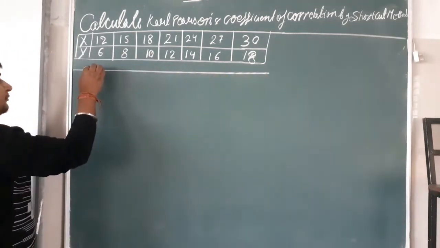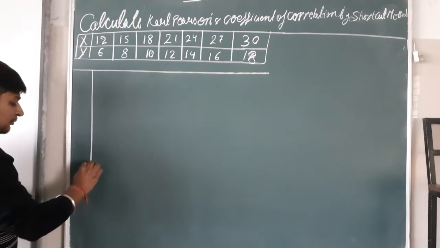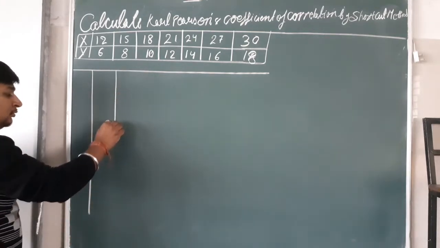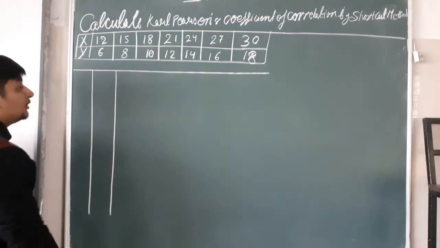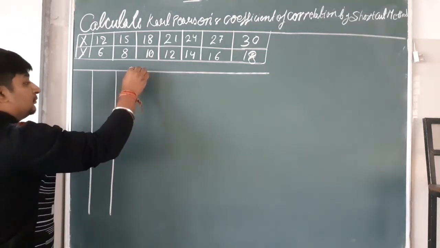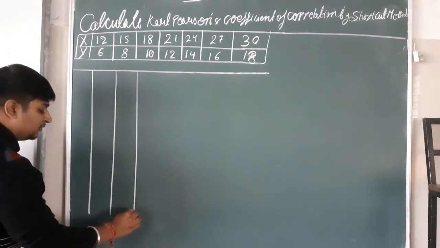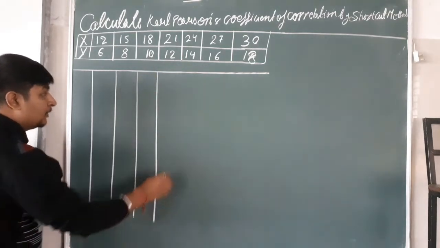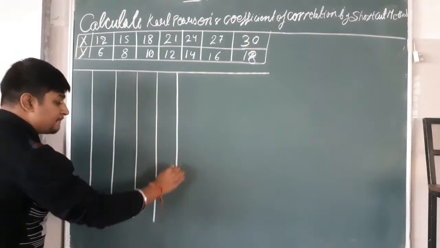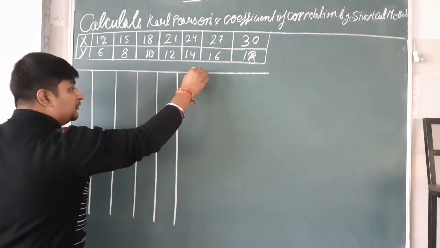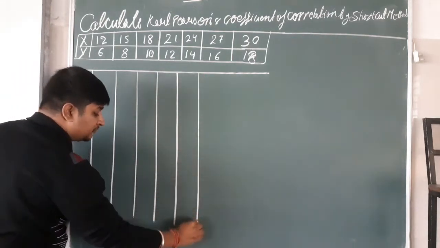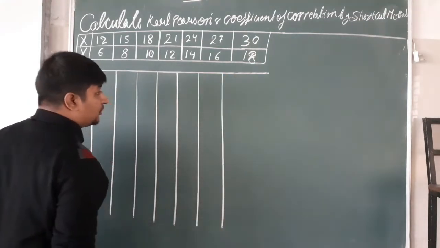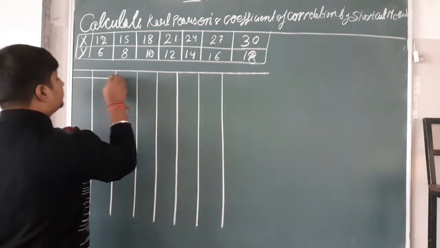So here we have the column first for capital X, column 2 for small x, then we have small x square, then we have capital Y, then small y, then small y square, then we have xy.